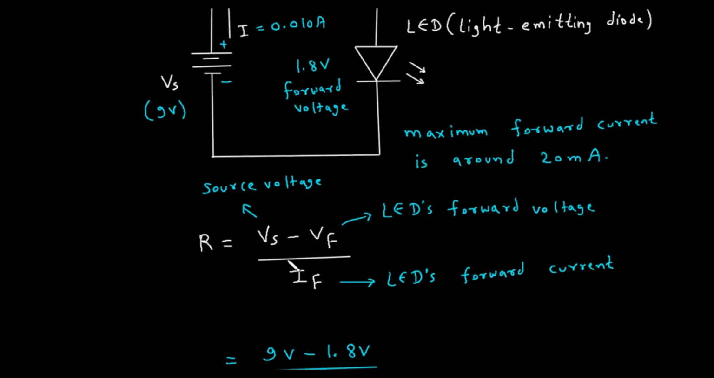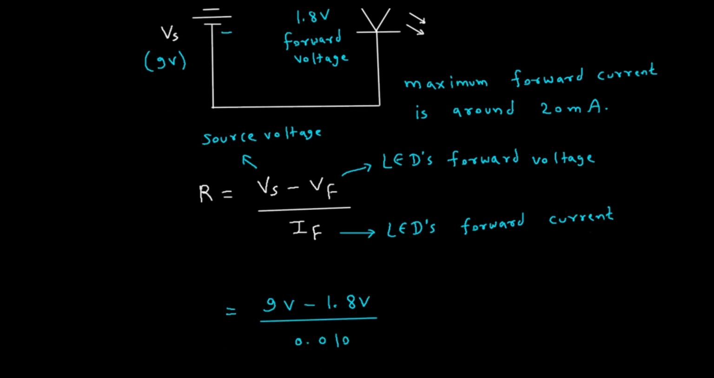So what we have to do? We have to use this formula. Resistance R is equal to Vs, that is source voltage, minus Vf. Now this Vf is the LED's forward voltage. This forward voltage and this current are decided by the manufacturer of the LED. So these are the ratings of the LED. By using these ratings, we can calculate the value of resistance. So R is equal to source voltage Vs minus Vf, the LED's forward voltage, divided by IF. Now IF is the LED's forward current. These two are given on the LED rating.